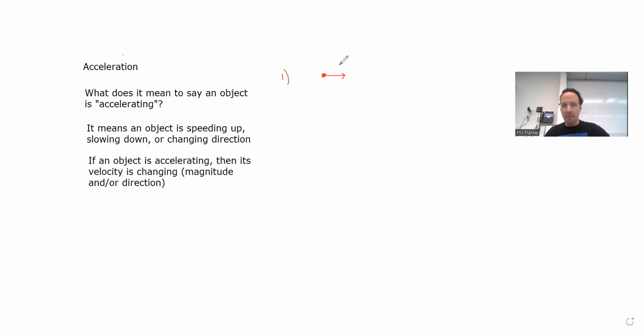Suppose an object has an initial velocity of 5 meters per second to the right, and later on, it's got a final velocity of 10 meters per second to the right. So the object is moving to the right. It ends up moving to the right even faster. If that is what's happening, then I guarantee you the object is accelerating to the right. An acceleration to the right will cause an object which is already moving to the right to end up moving to the right even faster.